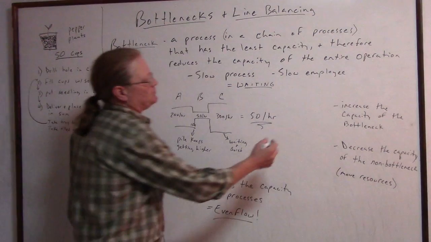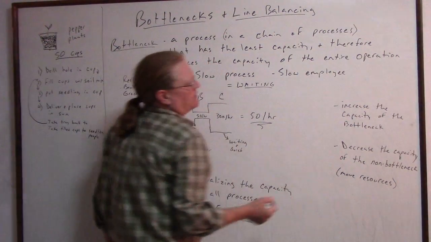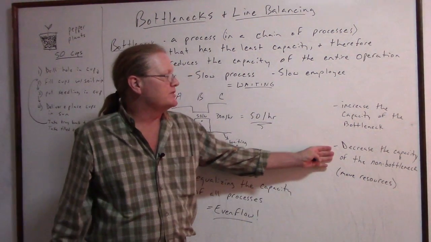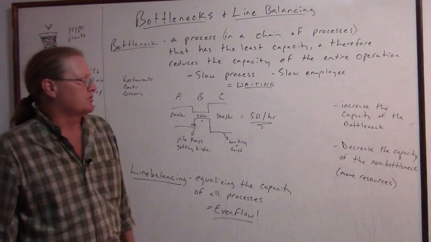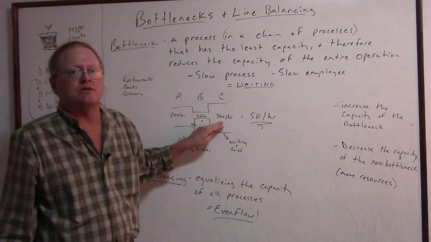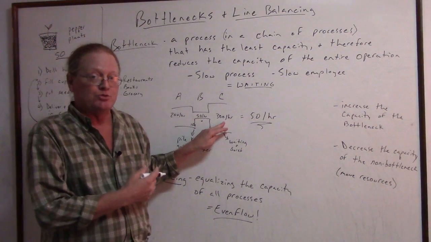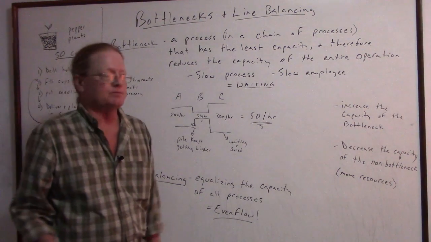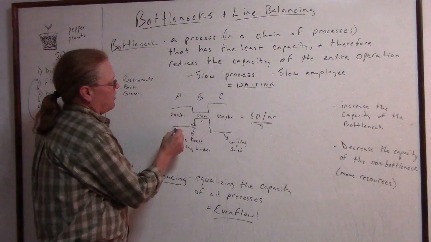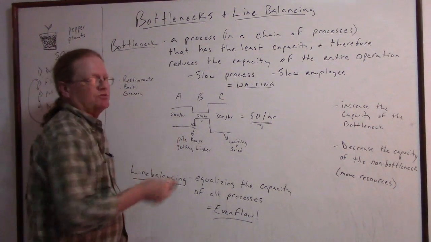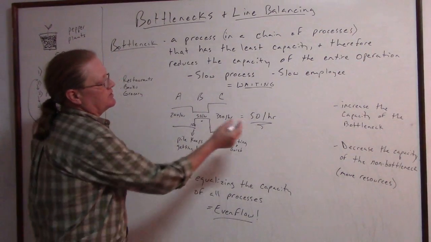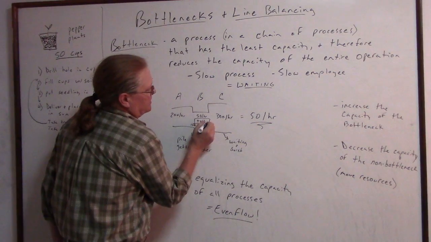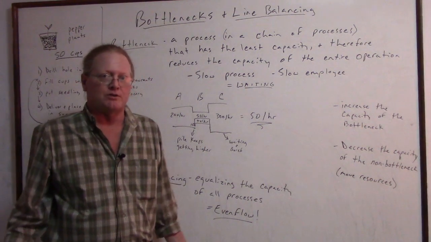So what do we do? We have to increase the capacity of the bottleneck. This is our bottleneck. It's the slowest operation that we have. Or decrease the capacity of the non-bottlenecks. We don't need all these people here. We didn't need to really buy this huge machine, or whatever this process entails, to make it 300. It was a waste. And over here, we have too many employees, or the machine's too fast or something. So what we need to do is increase the capacity of the bottleneck. Maybe we could double it to 50 per hour, but it's still the bottleneck.